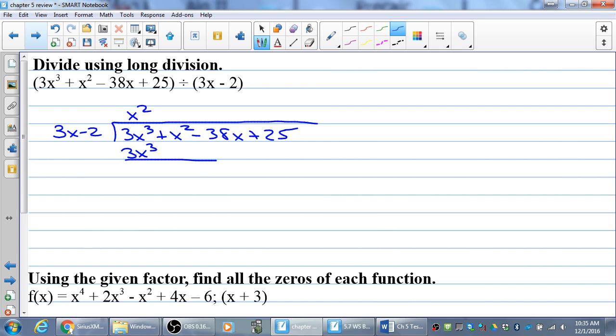Now when we take x squared times negative 2, we get negative 2x squared. And we always minus. Always minus. 1 minus negative 2, that's 3.